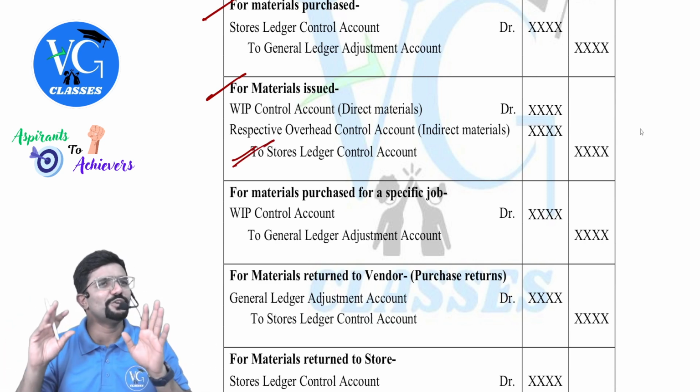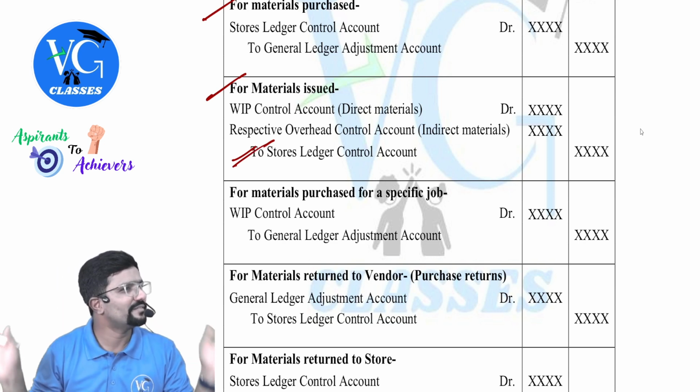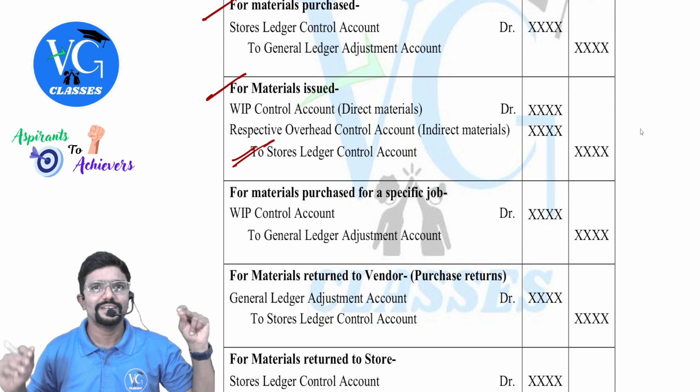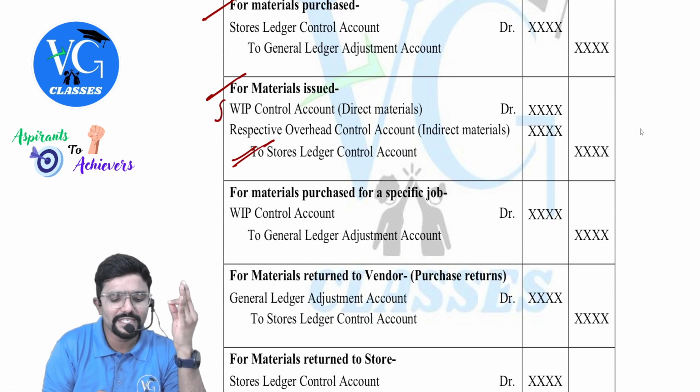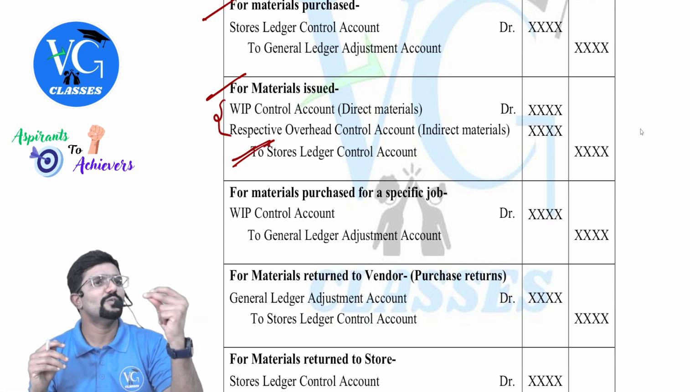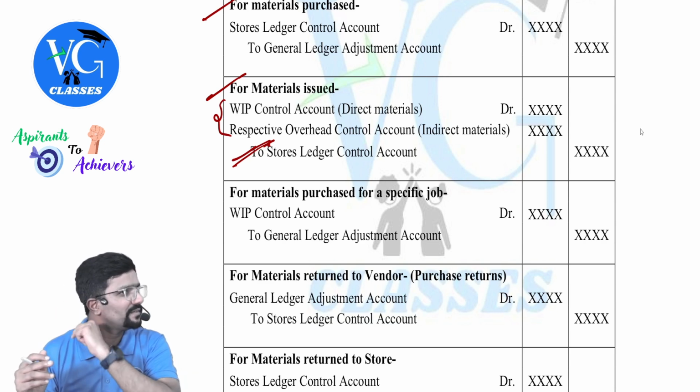We have credited. See, you follow real account or personal account. It will remain same only. Debit to creditor. Clear? Very simple. Debit the receiver, credit the giver. Whom are we issuing to? Obviously, they are receiving.